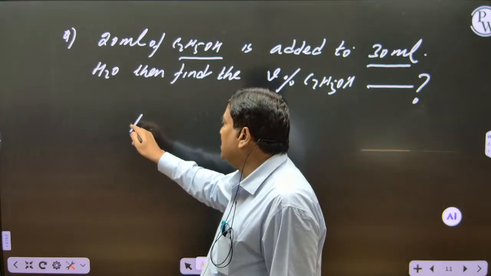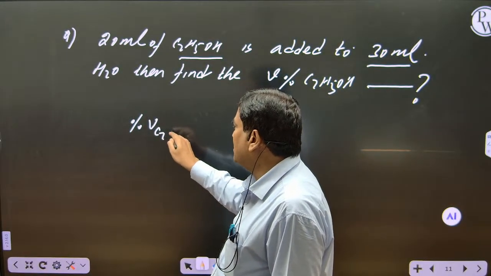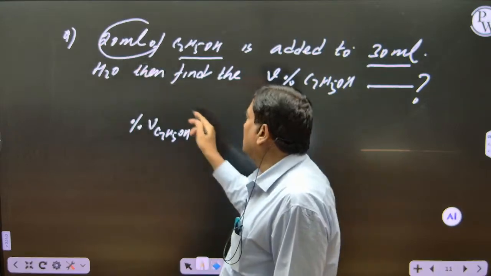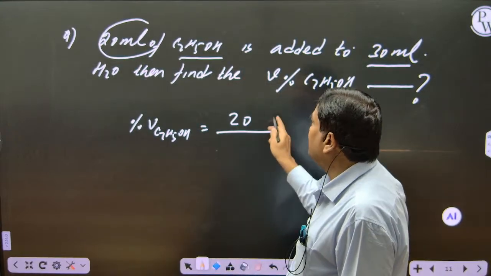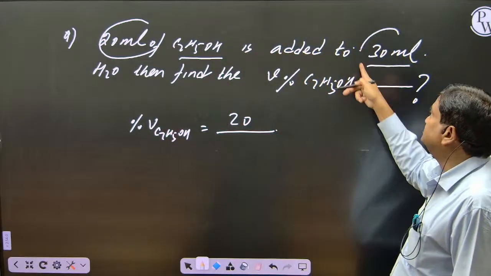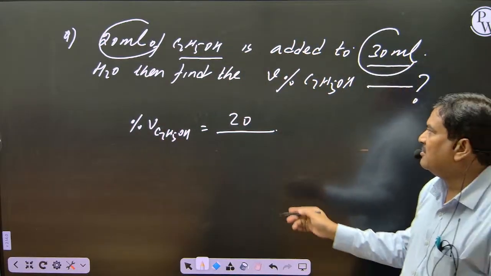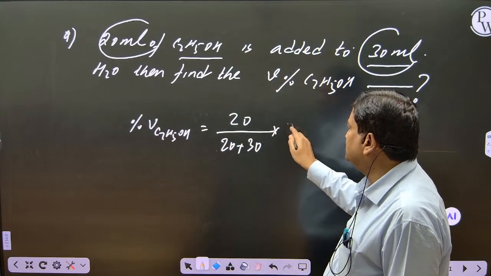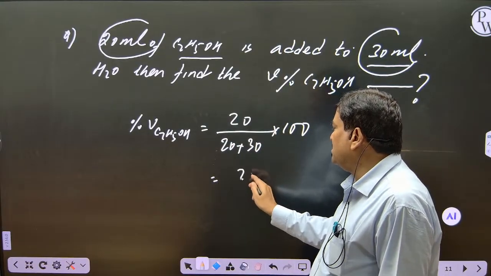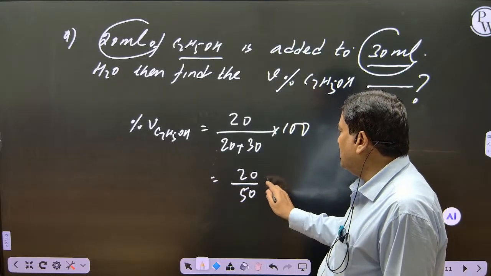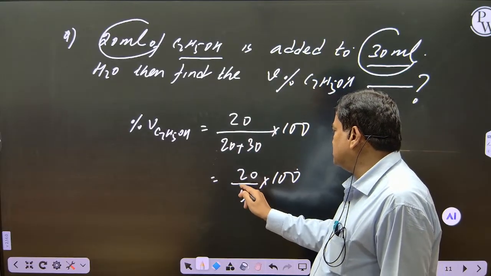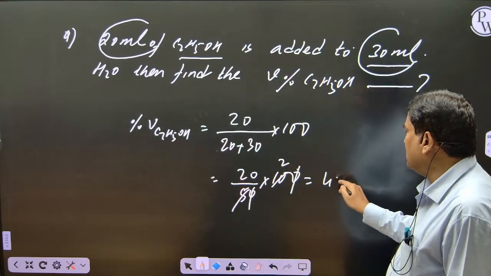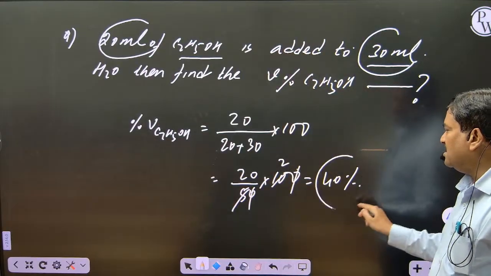Simple, no? How do we get the volume percent of ethyl alcohol? The volume we took, 20 ml, by the total volume of the solution, 20 plus 30. 20 from ethyl alcohol, water 30, into 100. That comes to 20 upon 50 into 100. So this will cancel, 0, and 5 will cancel by 2 times. So the answer will be 40% ethyl alcohol.